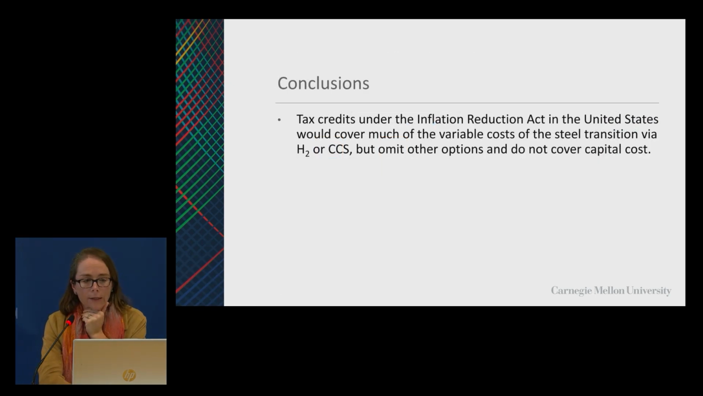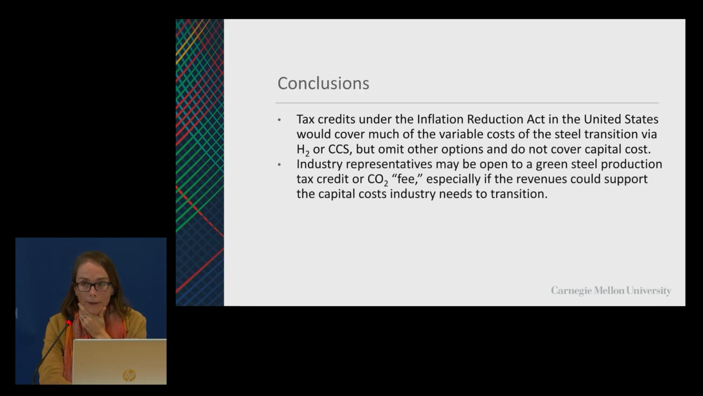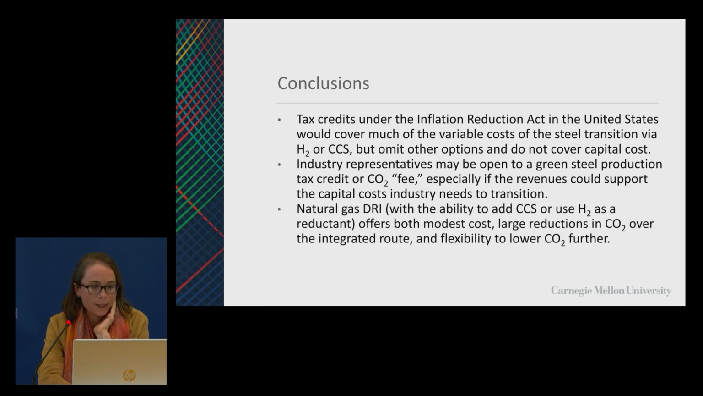The tax credits under the Inflation Reduction Act seem like they would cover much of the variable cost of the steel transition. There seemed to be openness among the industry representatives to green steel production tax credits or even a CO2 fee in the United States. Our analysis suggested that natural gas DRI is actually maybe not a bad route to be pursuing, with the flexibility to move to hydrogen or add CCS.